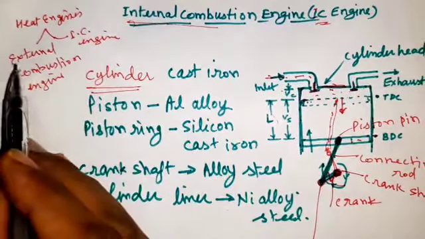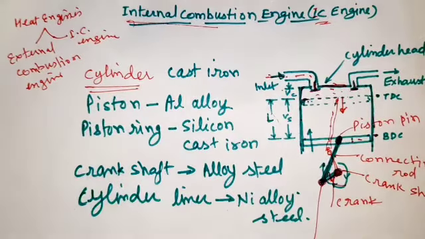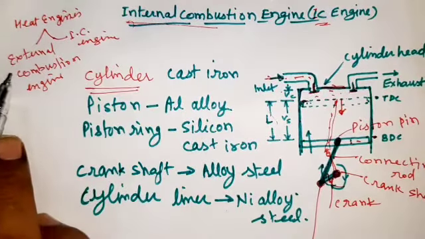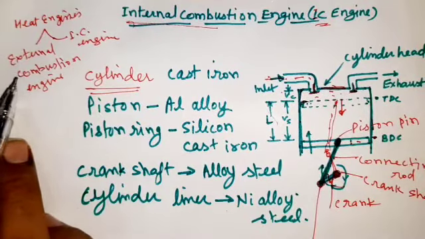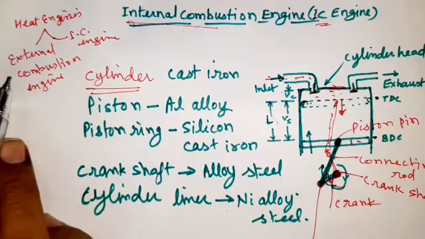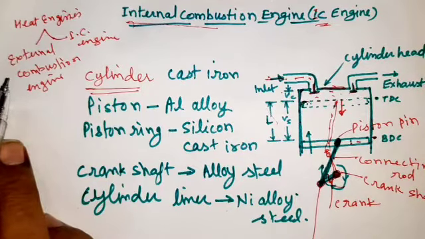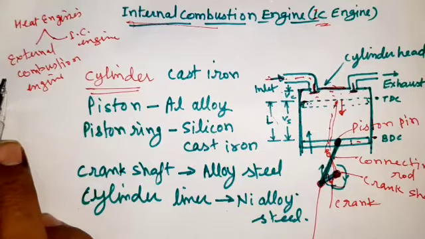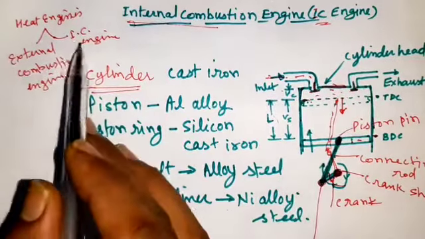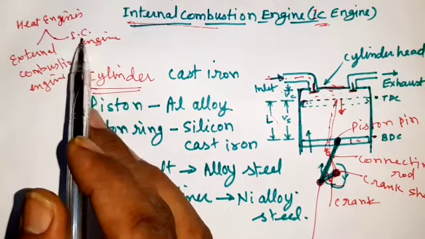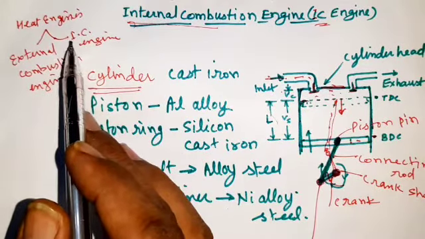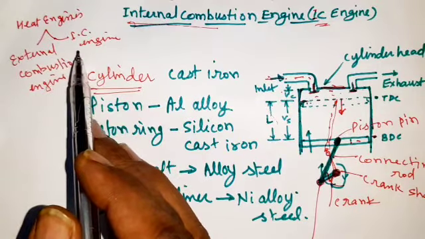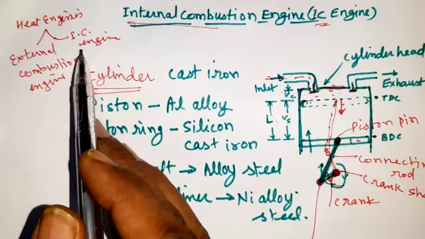In an external combustion engine, combustion of fuel takes place outside of the engine. For example, in a power plant, for steam generation, we heat the water in boilers by the combustion of coal, etc. And in internal combustion engines, combustion of fuel takes place inside the engine, in the combustion chamber.